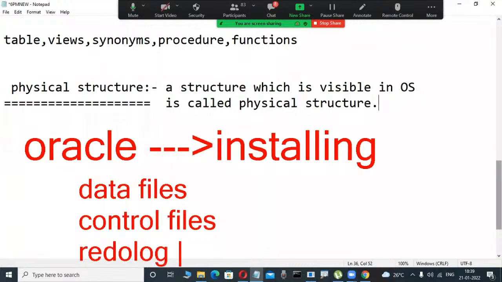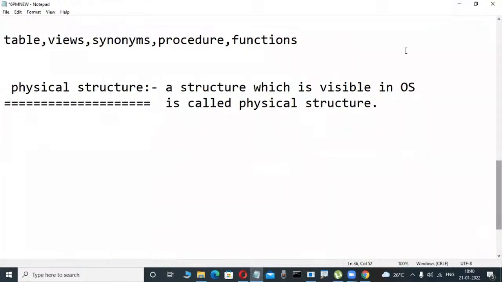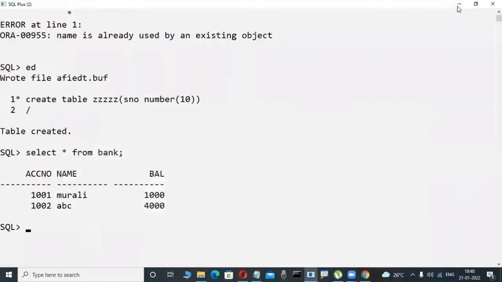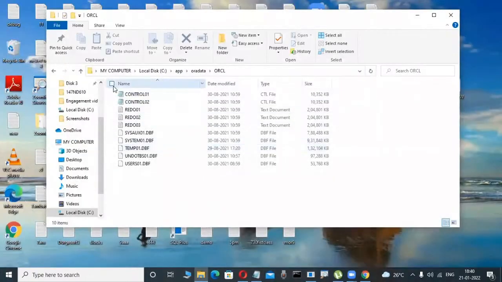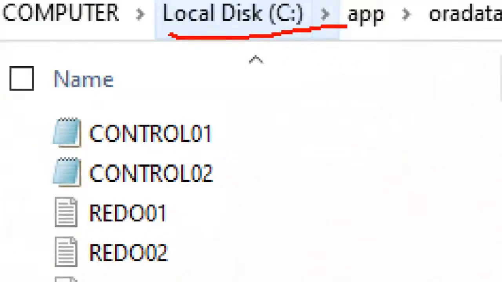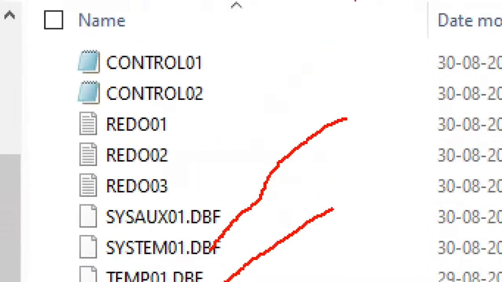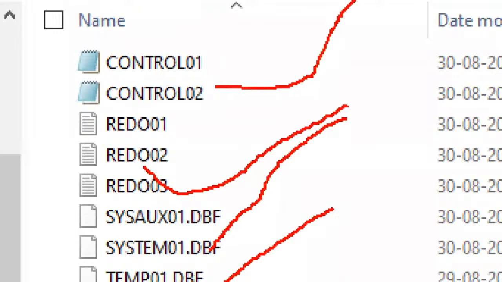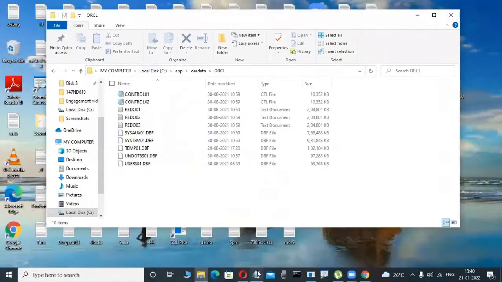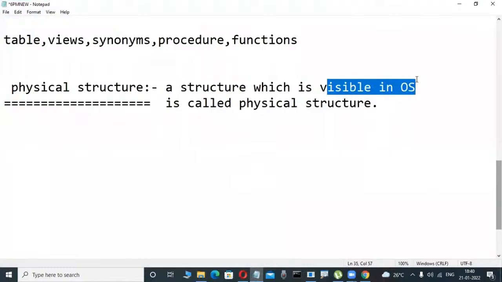You don't have an idea about all these things yet. In future, in the DBA concept, this is just a rough introduction in our course. Observe here, whenever I install Oracle software, some files are created on a disk, in the C drive or D drive. These are data files, .dbf files. You don't have an idea now, later you will be familiar. Here are control files and redo log files. These files are visible in the operating system. That is called physical structure.